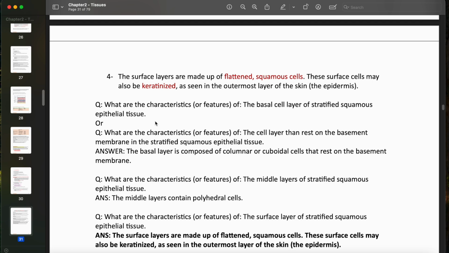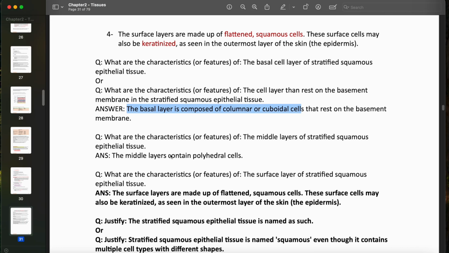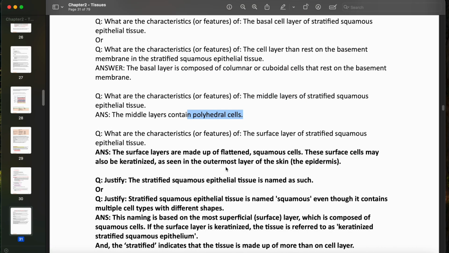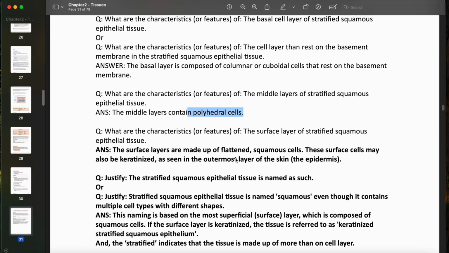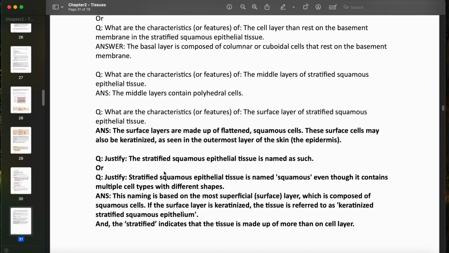They can also ask you about the features of the basal cell layer of the stratified squamous epithelial tissue, and the answer is the basal layer is composed of columnar or cuboidal cells that rest on the basement membrane. If they ask about the middle layer, they're polyhedral. And if they ask about the surface, which is easy to remember because that's what we care about most of the time, of course it's going to be squamous, and they can be keratinized.